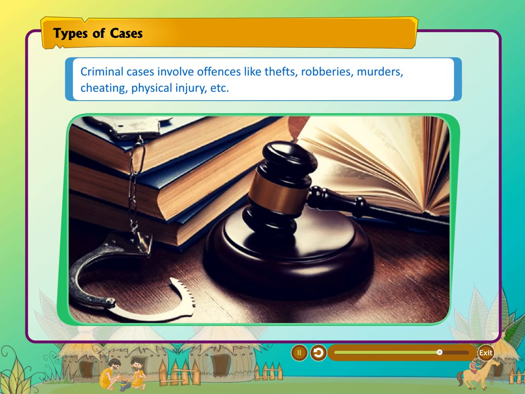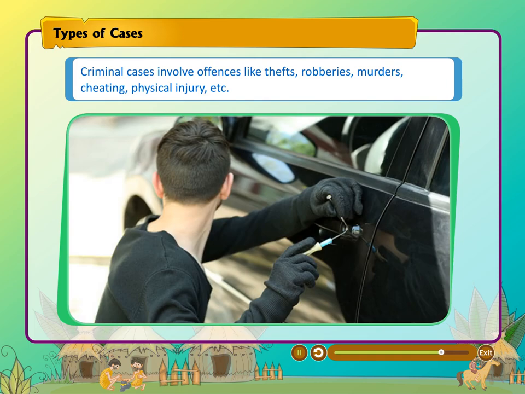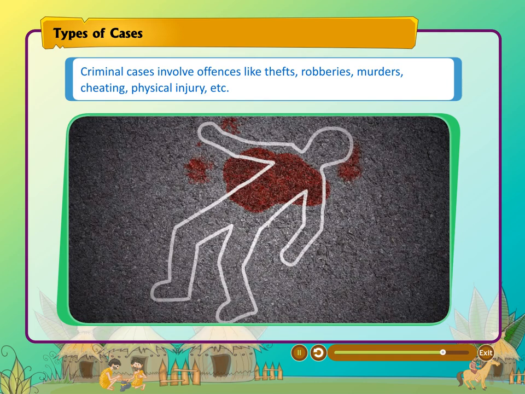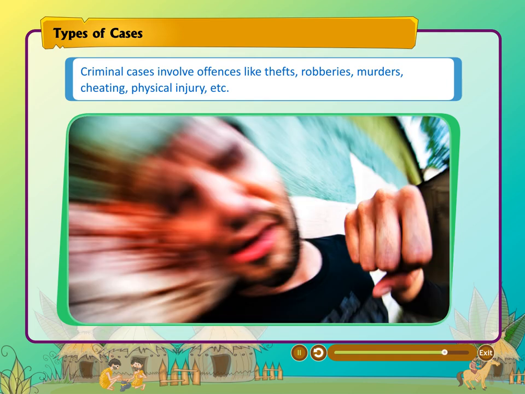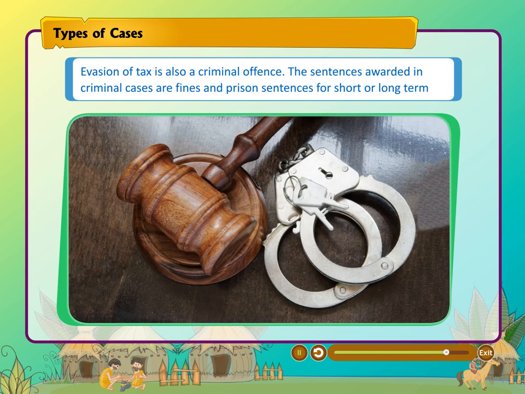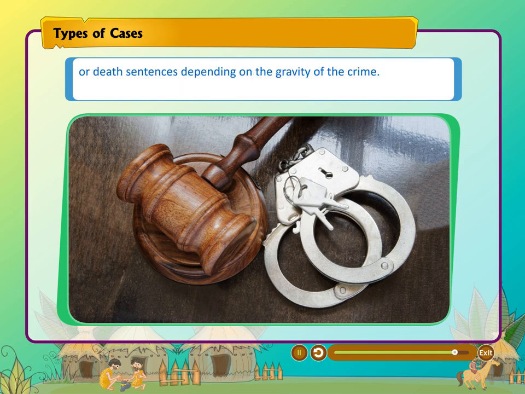Criminal cases involve offences like thefts, robberies, murders, cheating, physical injury, etc. Evasion of tax is also a criminal offence. The sentences awarded in criminal cases are fines and prison sentences for a short or long term, or death sentences, depending on the gravity of the crime.